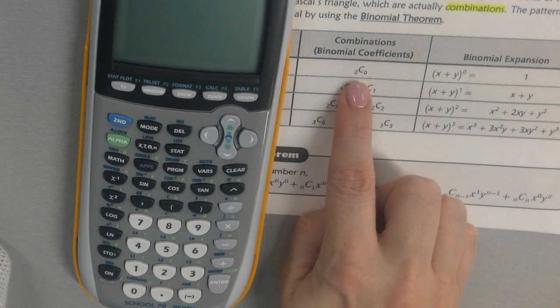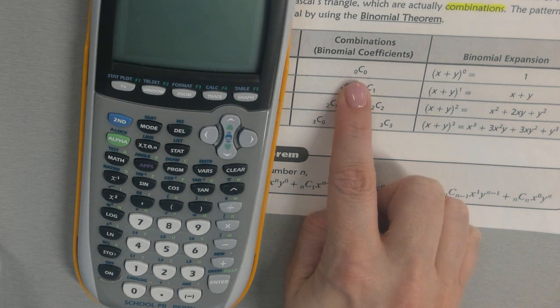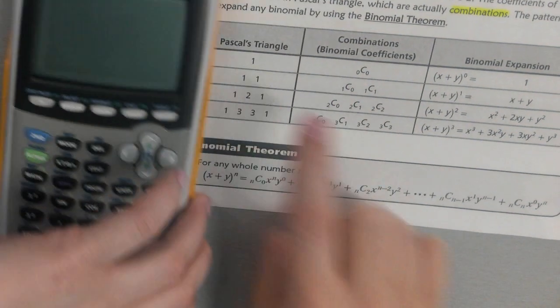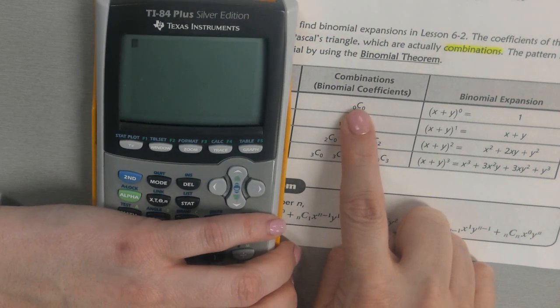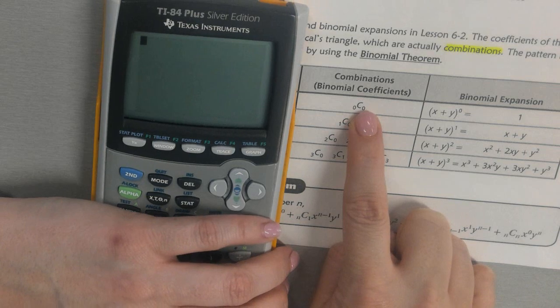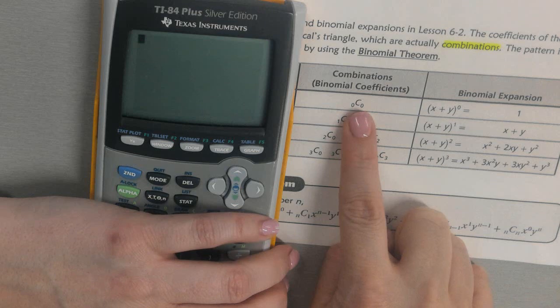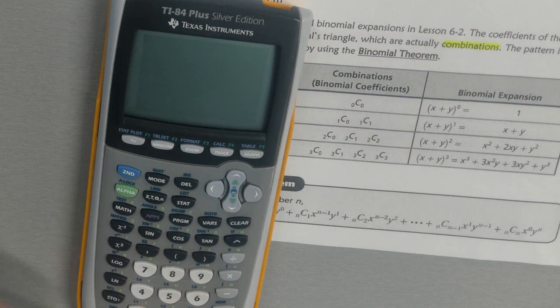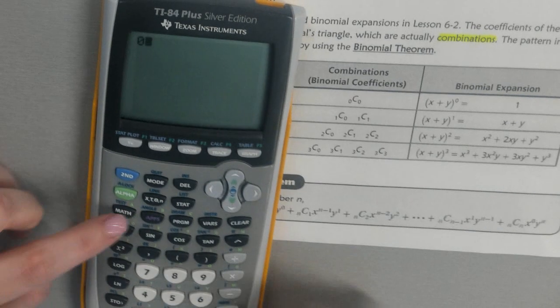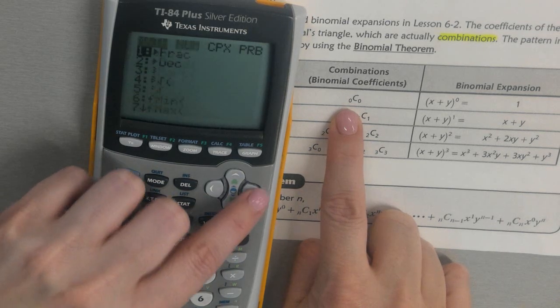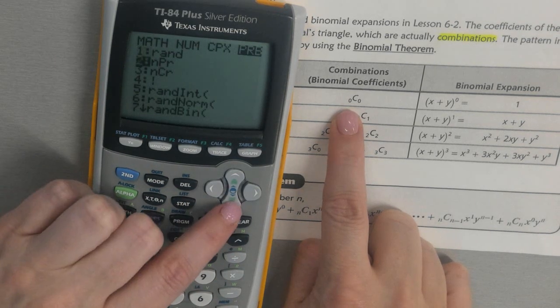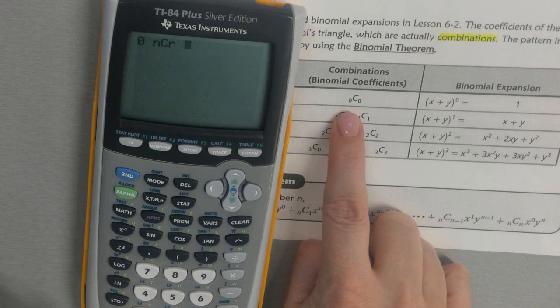So these combinations here are the same thing as Pascal's triangle. So this is like a combination out of 0 items, you don't choose any. Okay, so it's like how many situations is that? Well, if you don't have anything, you don't choose anything, only one thing that happens. And that's that you choose nothing. But let's go ahead and verify that. So type in the first, 0, and then go to math, arrow over to probability, and then you're going to choose the combination.